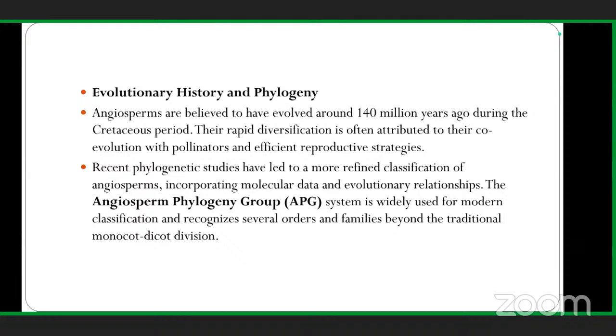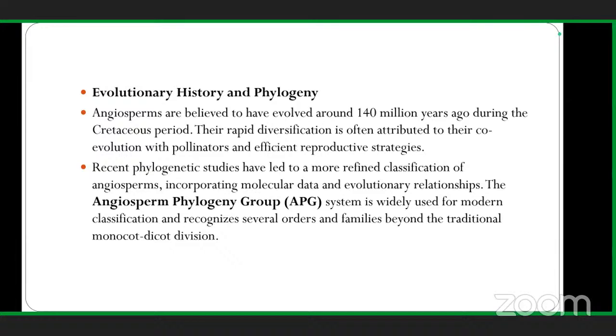Recent phylogenetic studies have led to a more refined classification of angiosperms, incorporating molecular data and evolutionary relationships. The Angiosperm Phylogeny Group, APG system, is widely used for modern classification and recognizes several orders and families beyond the traditional monocot and dicot system. So nowadays, the modern classification is also known as the Angiosperm Phylogeny Group, APG system. Note the term, or take a screenshot.